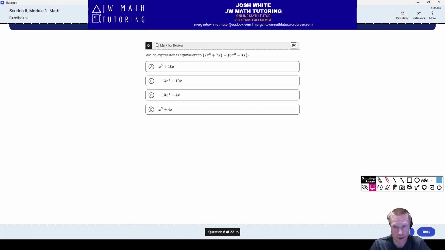Next up, here you have just the basic polynomial subtraction problem. So we combine our like terms: 7 minus 6, 1x cubed; 7x minus negative 3x, which is the same as 7x plus 3x, plus 10x. So the correct answer here is A.